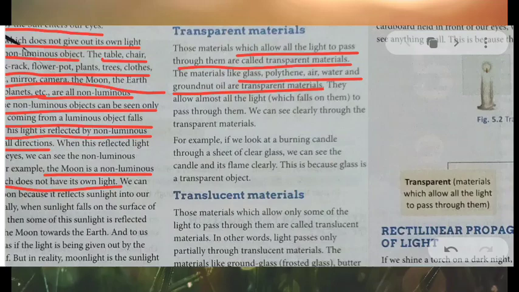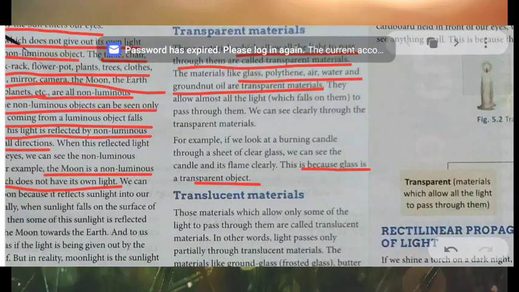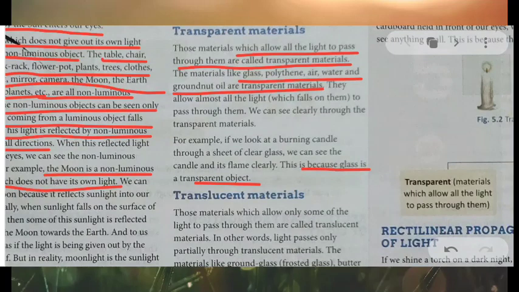If we look at a burning candle through a sheet of clear glass, we can see the candle and its flame clearly. This is because glass is a transparent object. If one glass is kept in between a candle and our eyes, and on the other side the candle is burning, its flame is coming out, and the carbon dioxide which is emitting is also coming out, we can see from this side also across the glass, because glass is a transparent material.